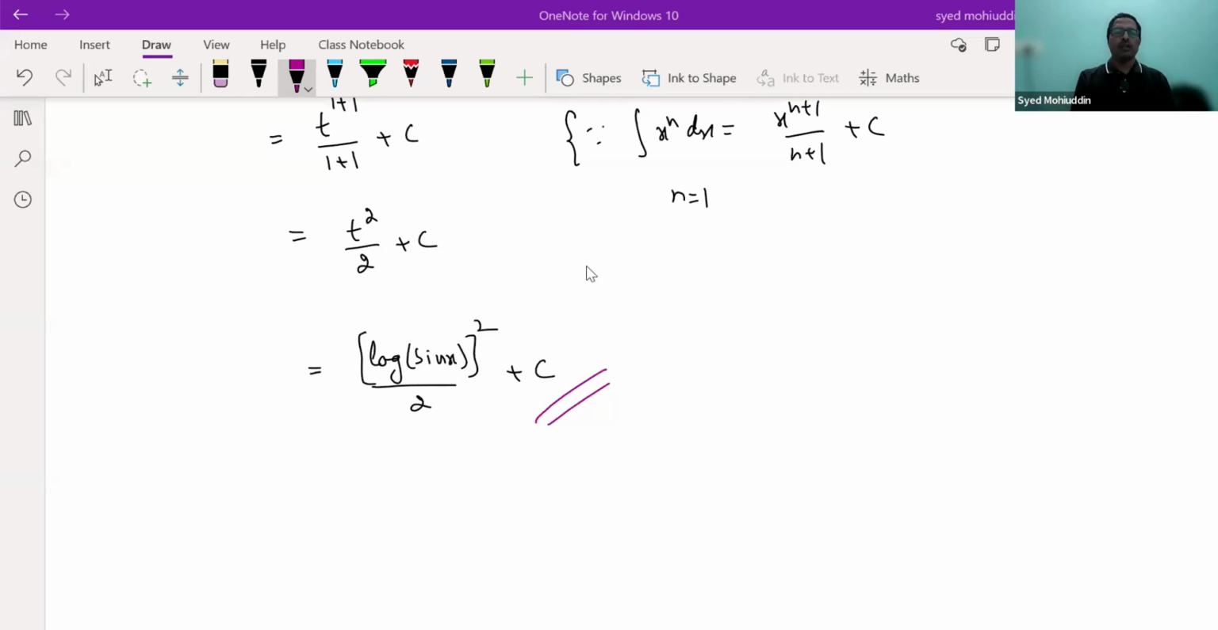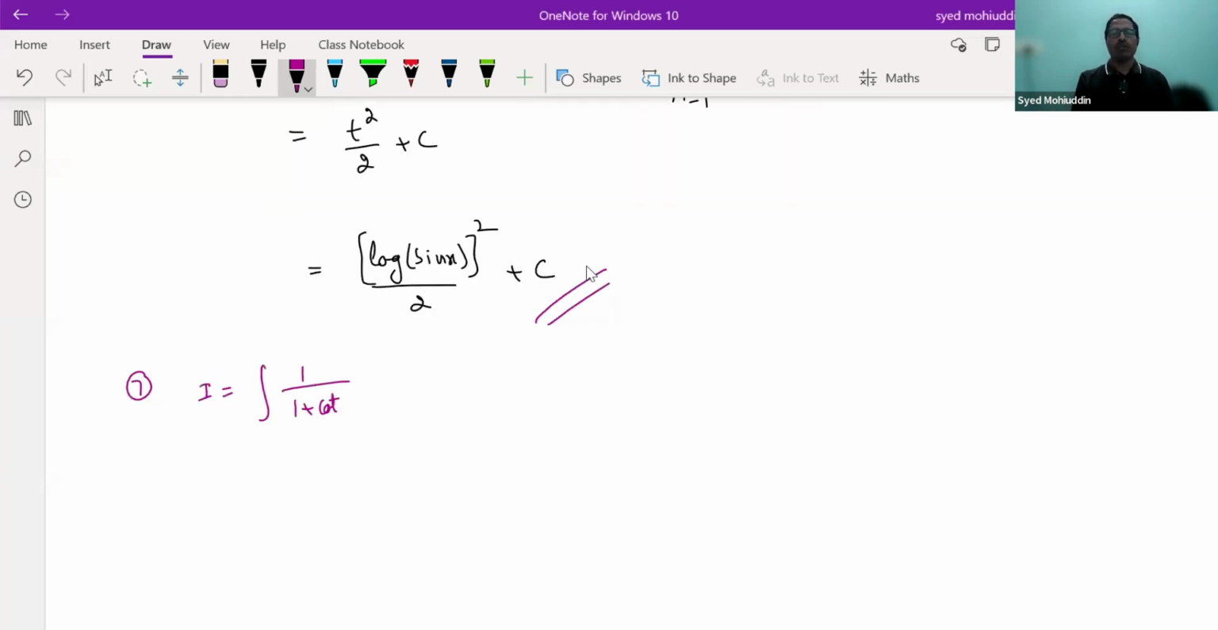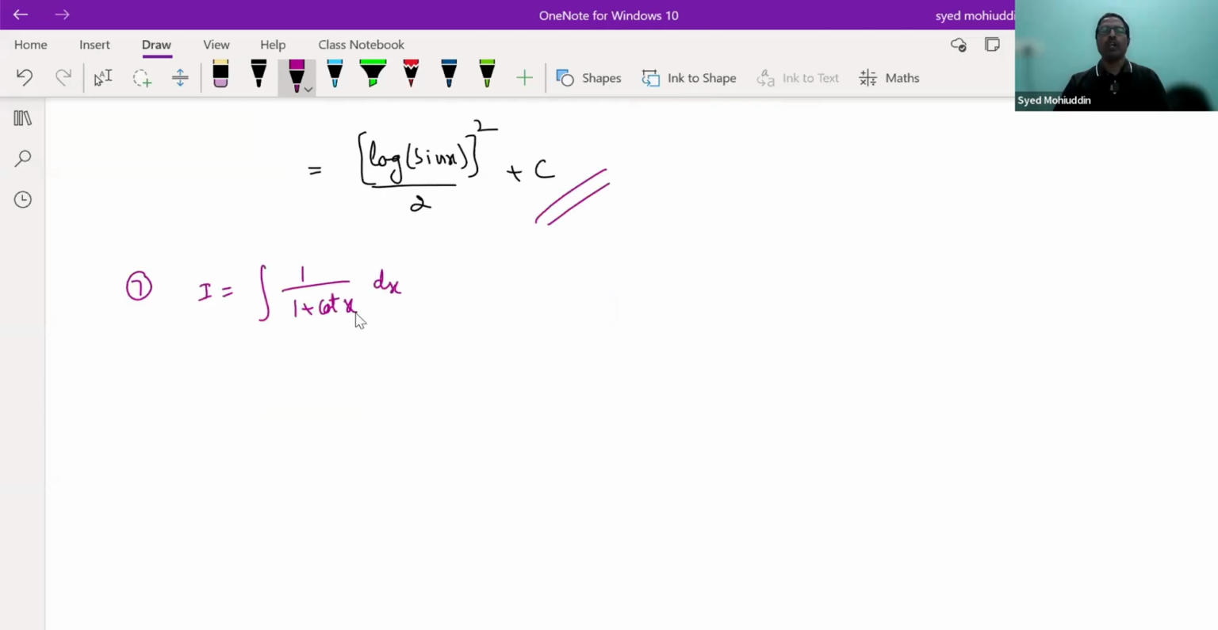So I is equal to the integral of 1 by 1 plus cot x dx. It is not possible to substitute directly, because if you try to differentiate cot, you will get minus cosecant square. There is no cosecant square here, nowhere. That means when you differentiate 1 plus cot, you have to get 1 into dx, that means only dx. That is not at all possible. So directly substituting over here is not at all possible.